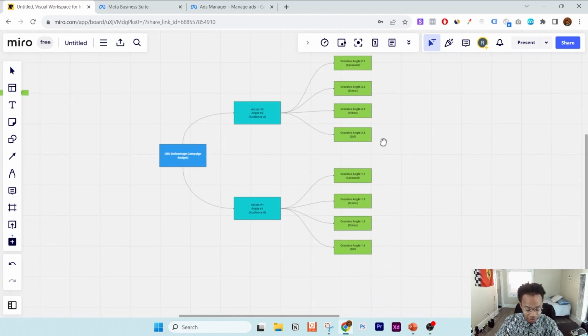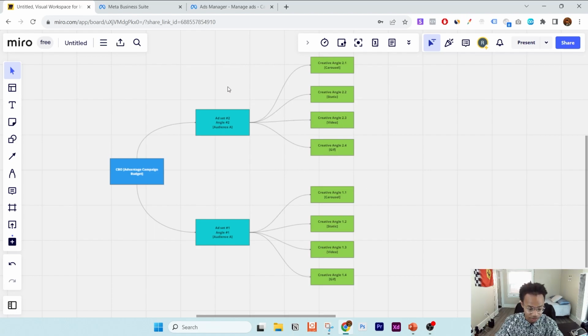Now, what was the variable that we changed here? The variable that we changed was essentially the creative angles, right? The angle. We didn't change the audience. We didn't change the demographics. We didn't change anything else except the ad angle.